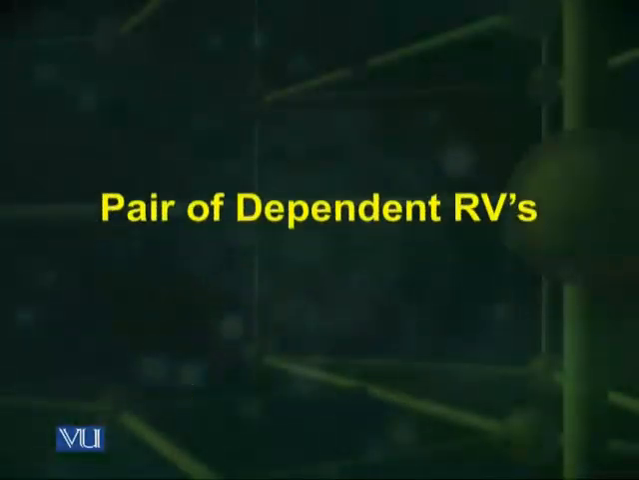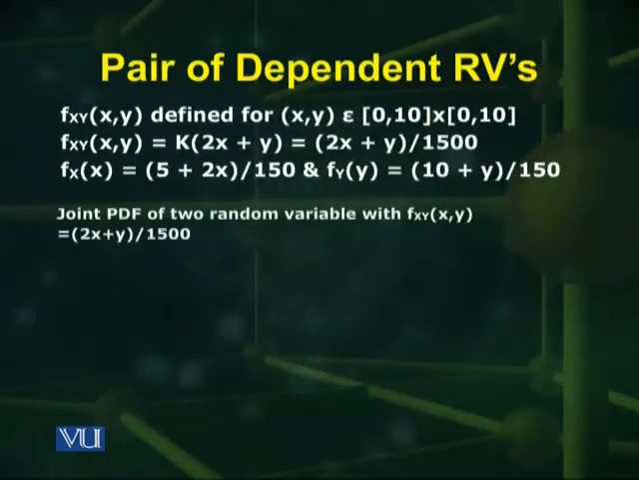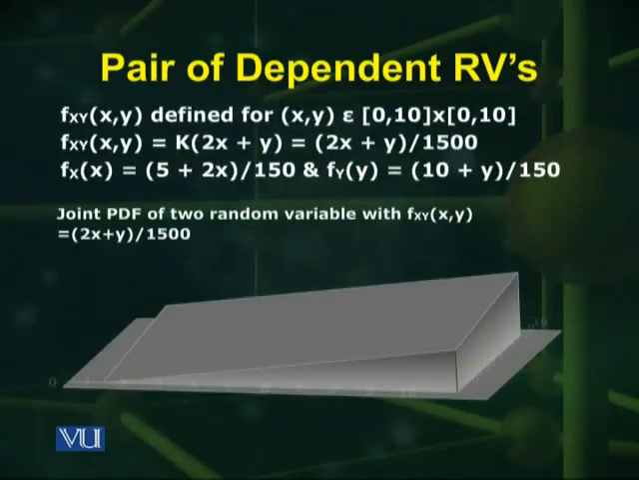The first pair of dependent random variables that I'm going to consider are defined on a part of the XY plane bounded by 0 from the left and 10 from the right. So the X extent is 10 and so is the Y extent. So it is defined over a 10 by 10 region of the XY plane. If we had a flat joint PDF over this region, the two random variables would be independent of each other. But I'm not going to take a flat PDF.